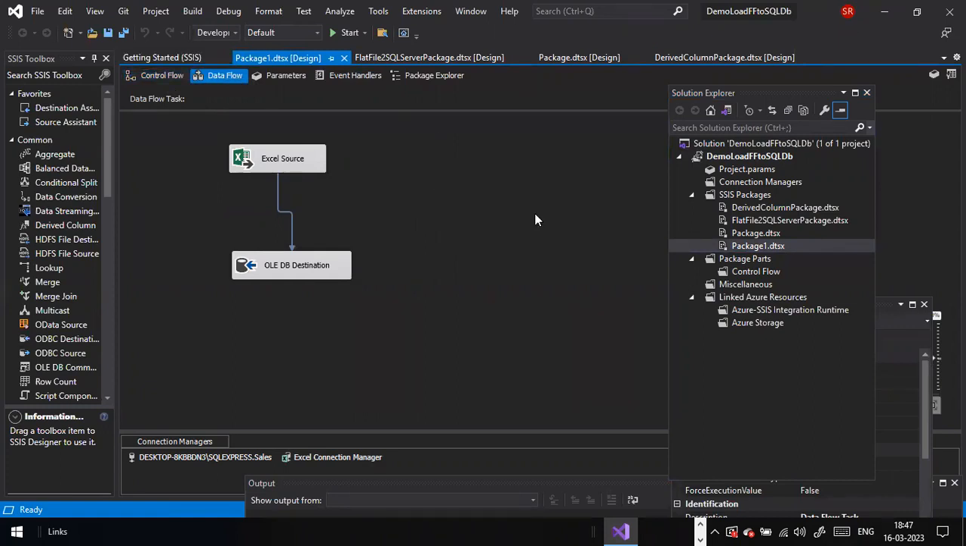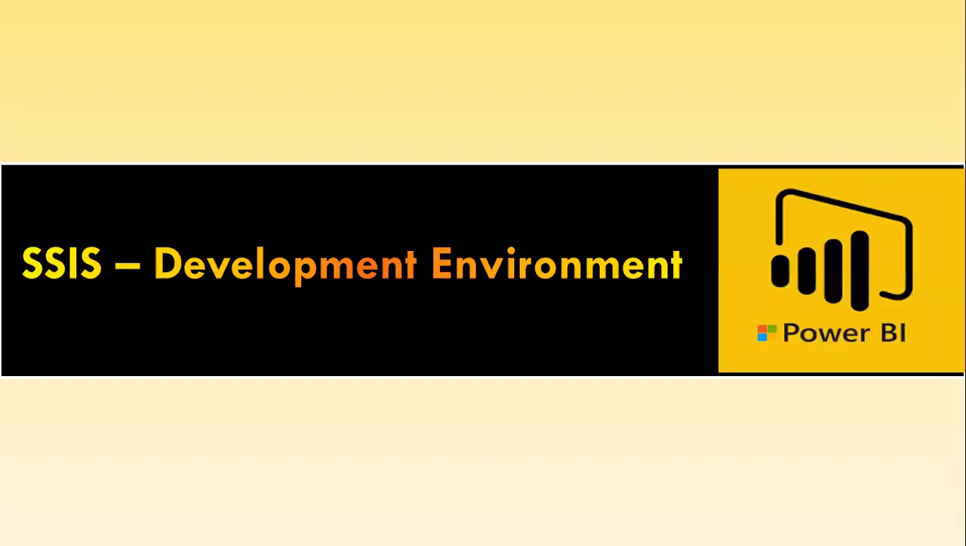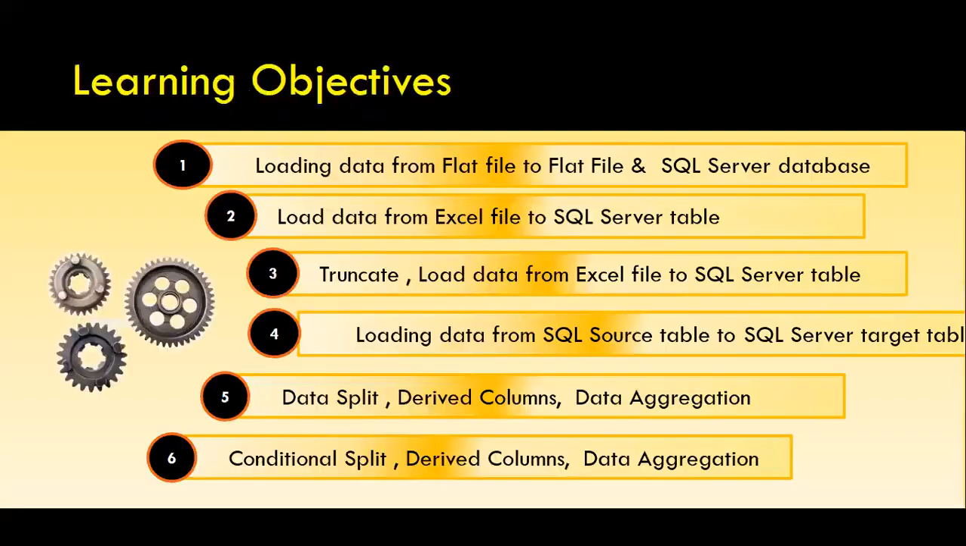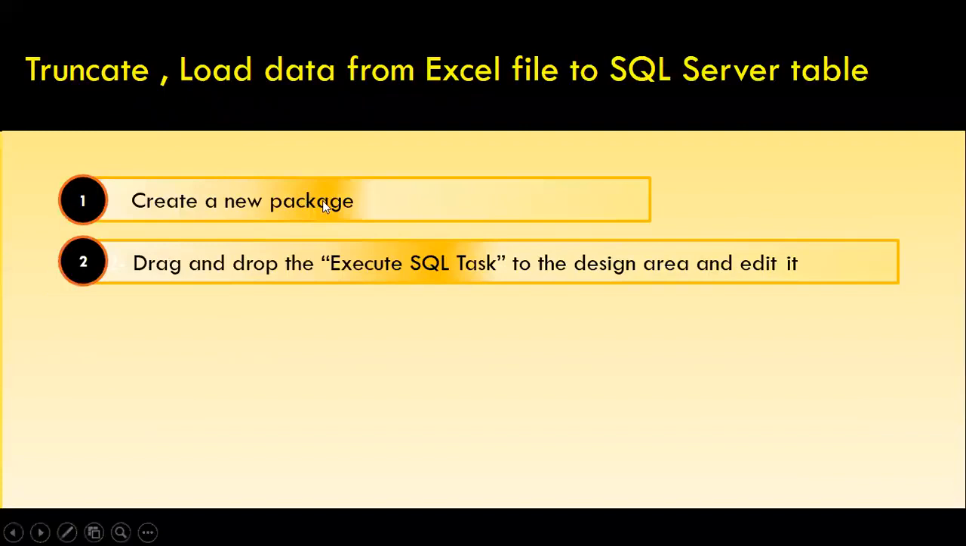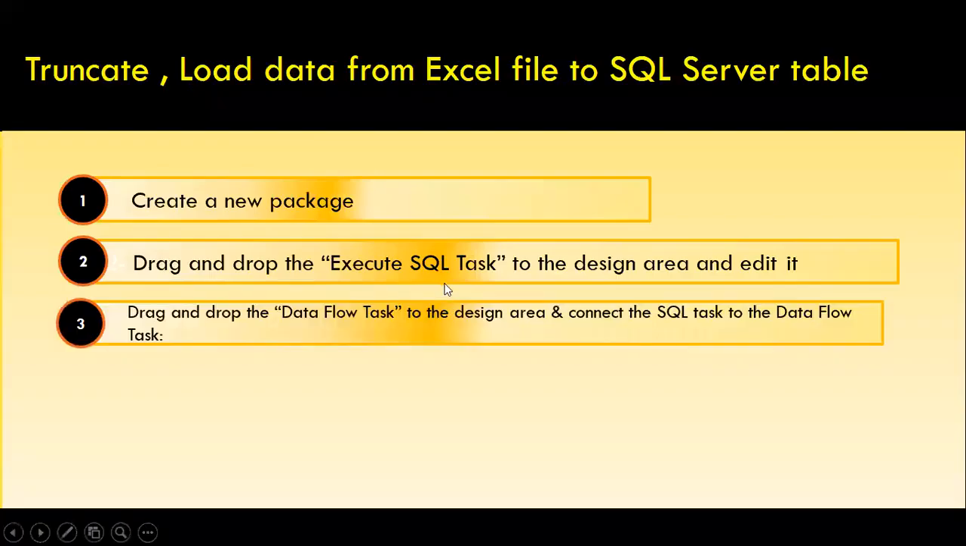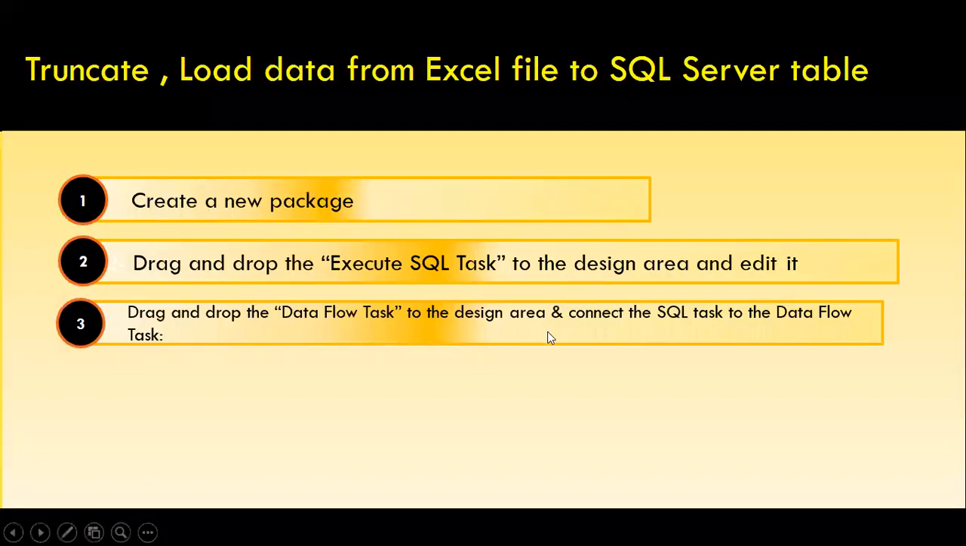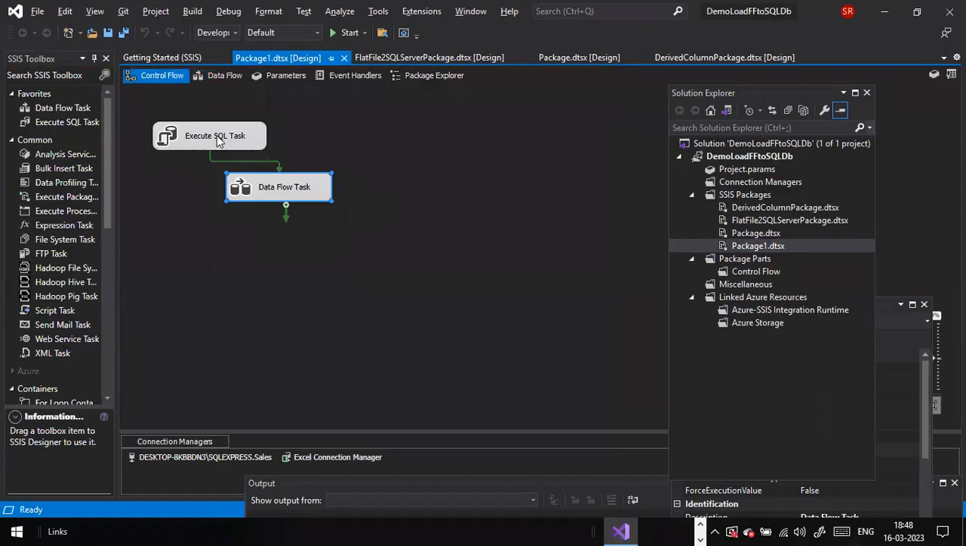Next, to summarize what we did here. We created a new package and then we just dragged and dropped the execute SQL task. Look here, the execute SQL task. And then we dragged and dropped the data flow task to the design area, and we connected the SQL task to the data flow task. So we connected this one with this data flow task. Previously, I started with the data flow task only. Now we started with the execute SQL task.